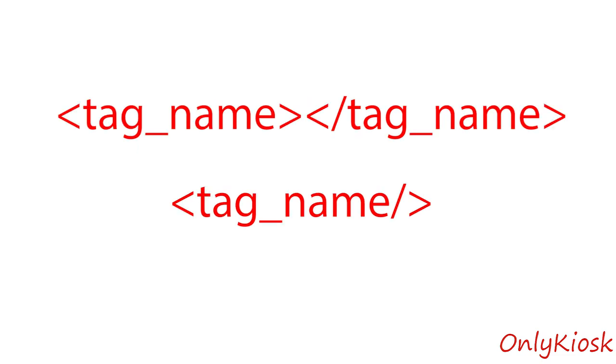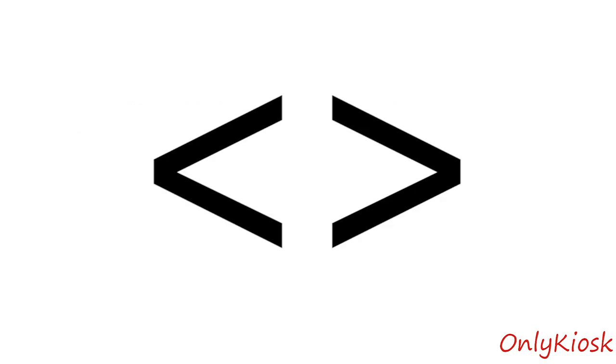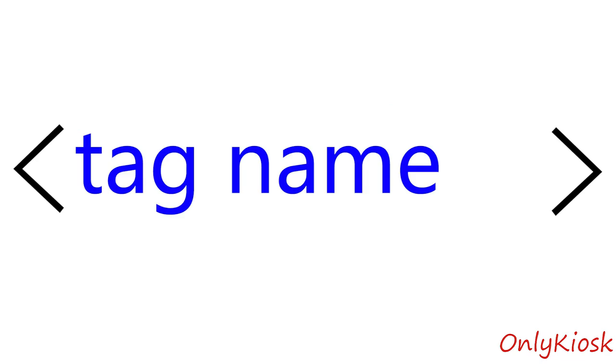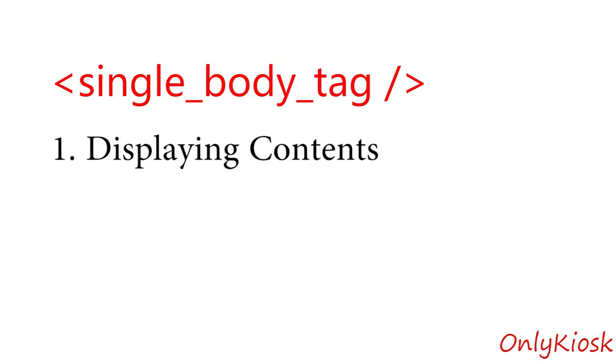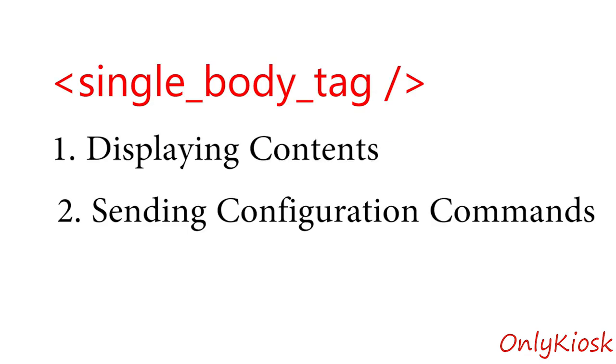And this is how you write HTML tags. First, you type a set of brackets. Inside the brackets, you put the tag name. If you are writing a single body tag, you just need to put a slash before the closing bracket. Single body tags are mainly used for displaying contents or sending a command to a browser.